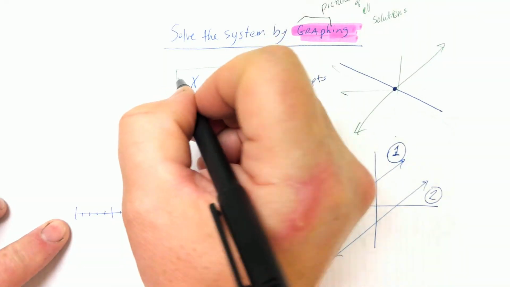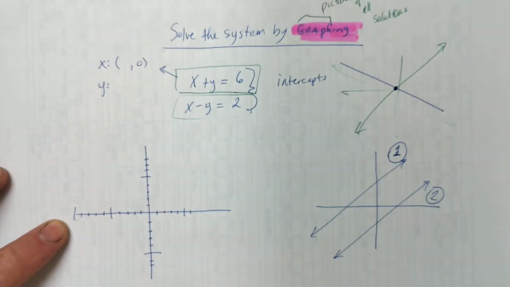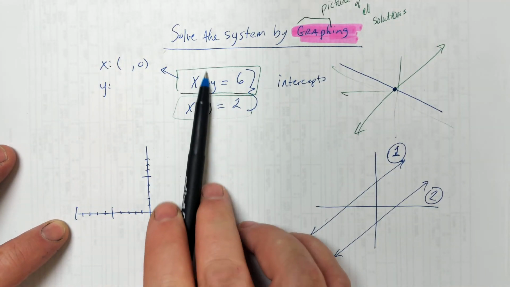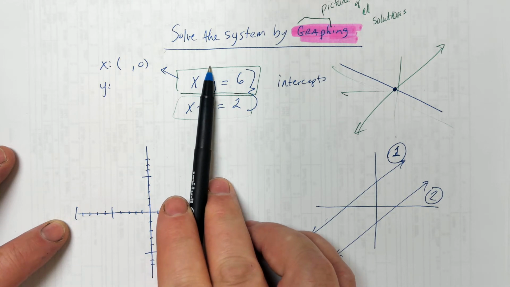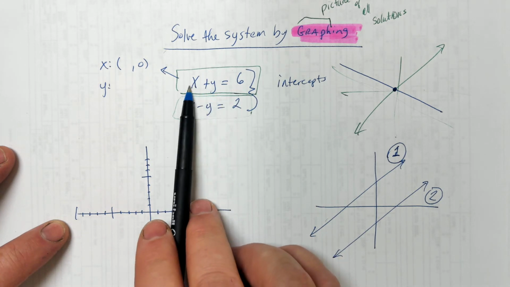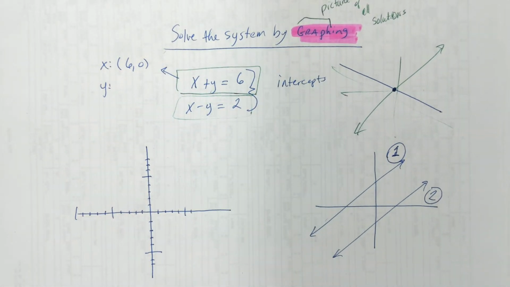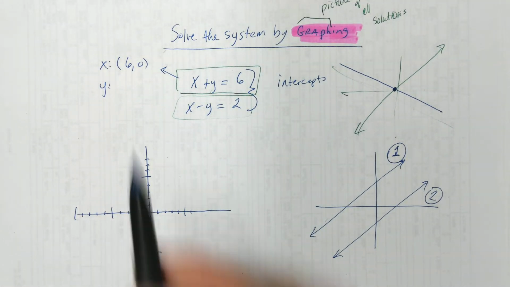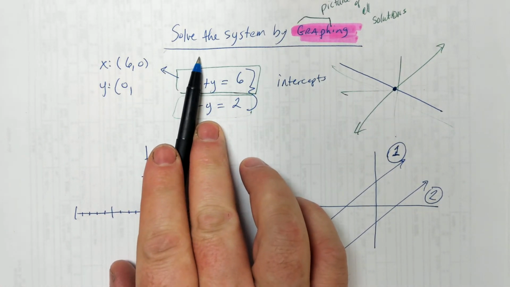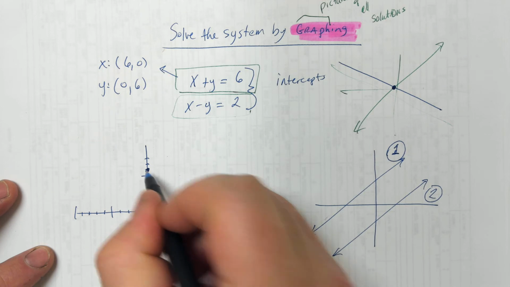Now, for the first one, for the x-intercept, y always equals 0, right? So if I put a 0 for the y, do you see that x equals 6? If y is equal to 0, then it's x plus 0 equals 6. So x has to be 6. Now, for the y, x is 0. So if x is 0, y is 6. It says it right there, y is 6. So, 6 for x, 6 for y.